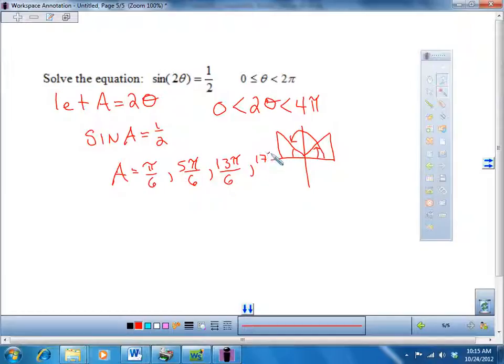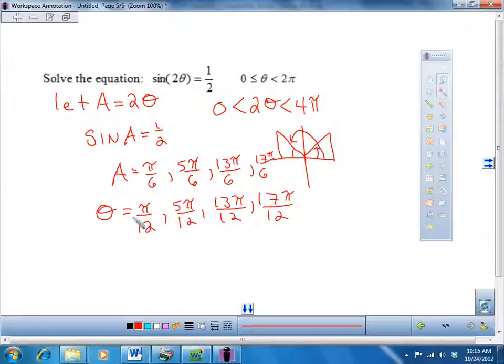But I'm not done yet. Because this is 2 theta. It's not theta. So theta is half of each one of those. What's half of pi over 6? Pi over 12. Half of 5 pi over 6 is 5 pi over 12. Half of 13 pi over 6 is 13 pi over 12. And half of 17 pi over 6 is 17 pi over 12.